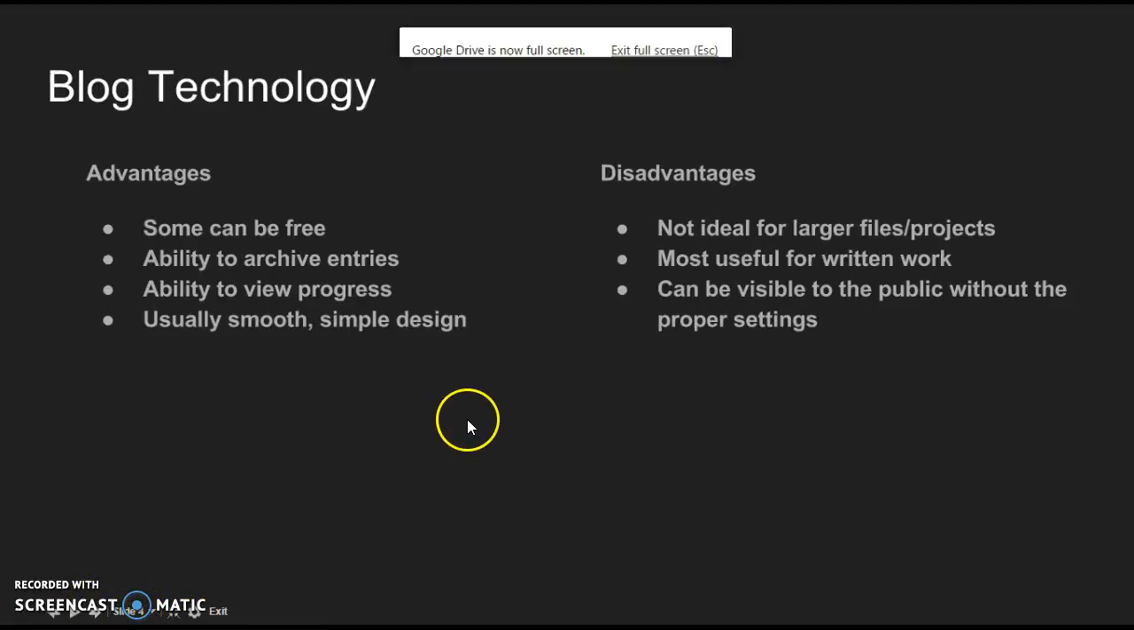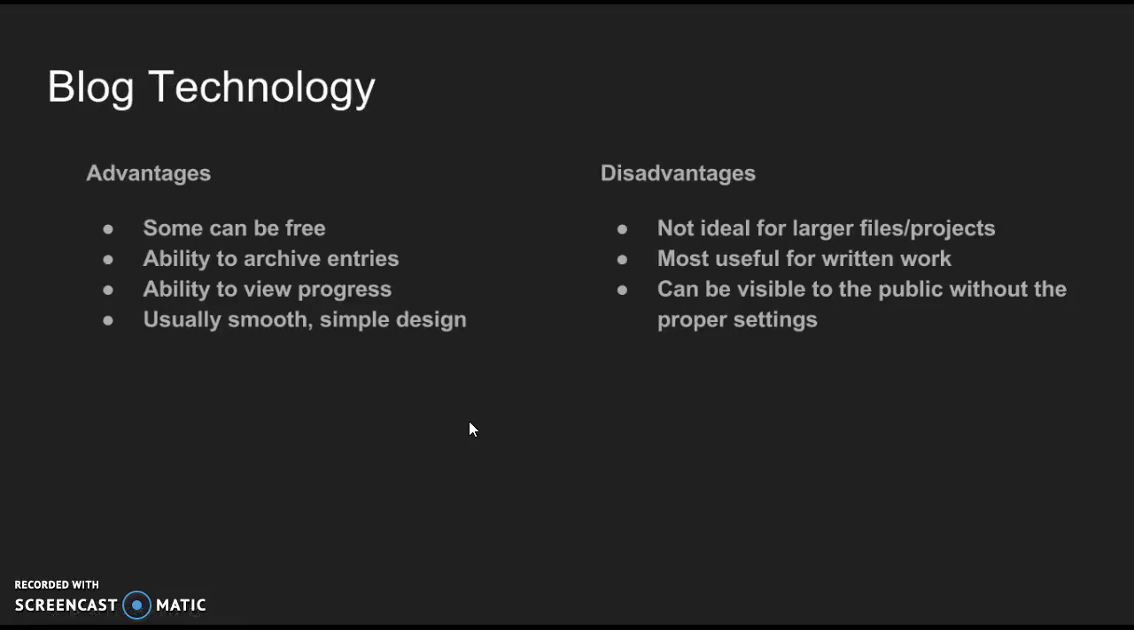The second type of technology that I checked out for ePortfolios was just a blog technology, which I think is kind of an underrated type of ePortfolio software. So one advantage is that a lot of them can be free. I know WordPress is one that's associated with Google, and it's a really great way to just archive your work, and it's free, and it works very, very well.